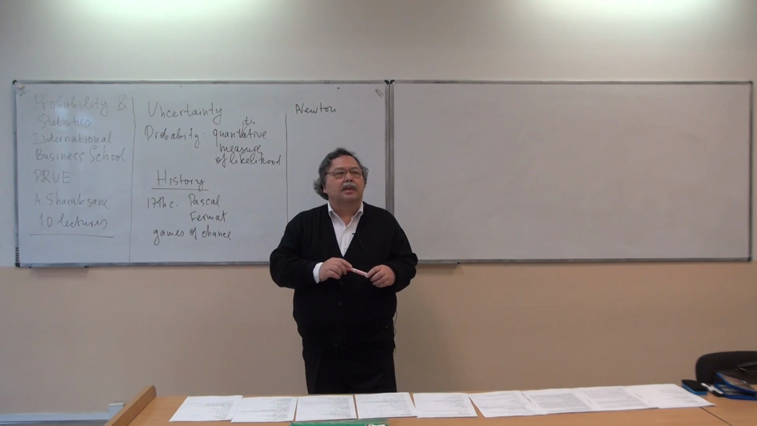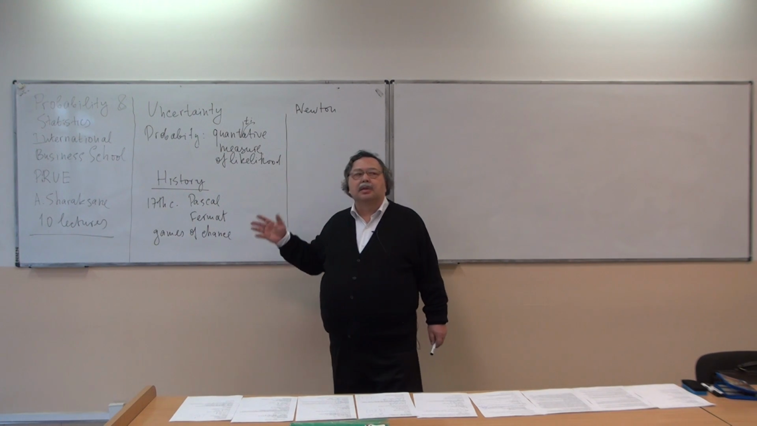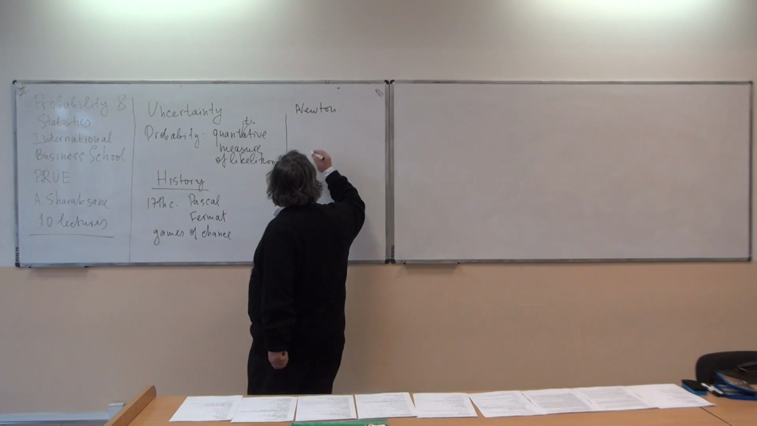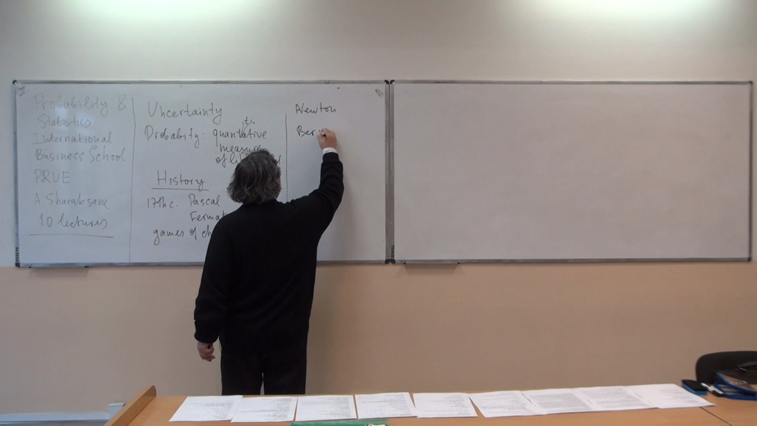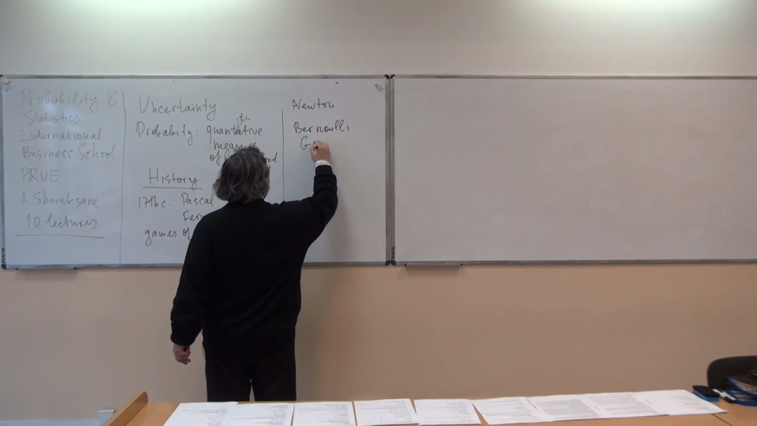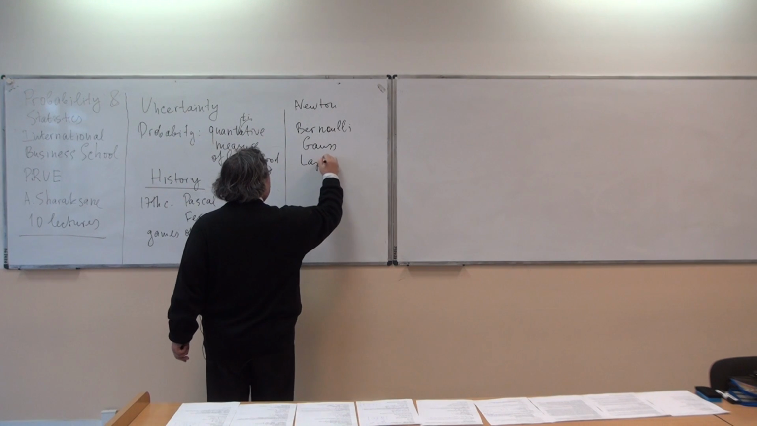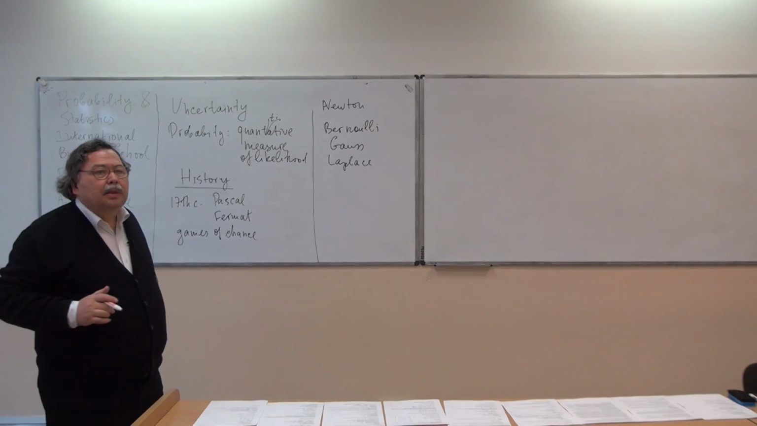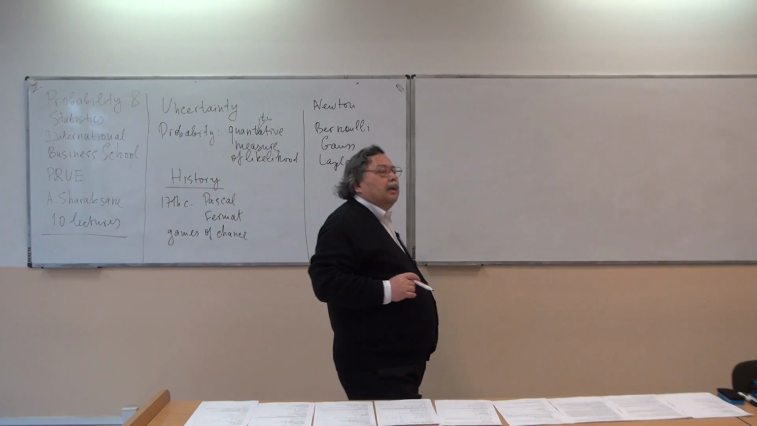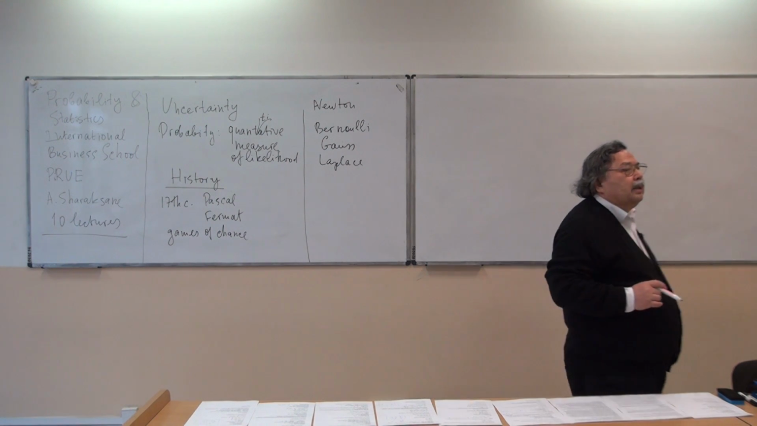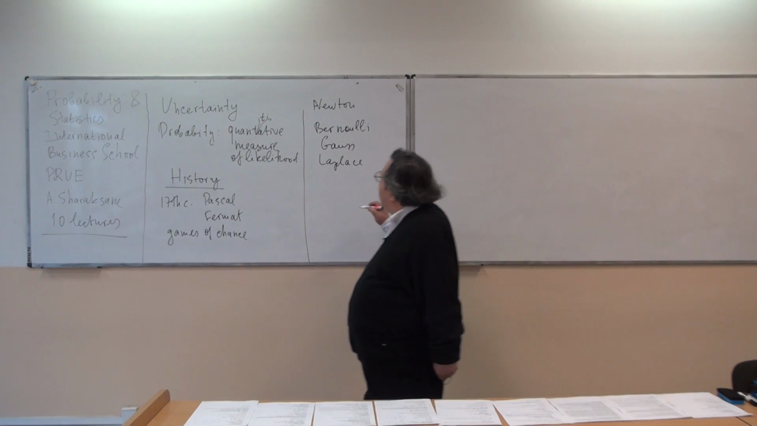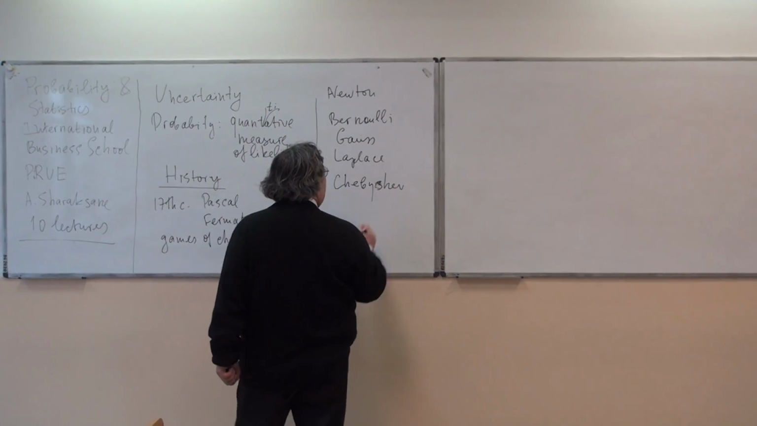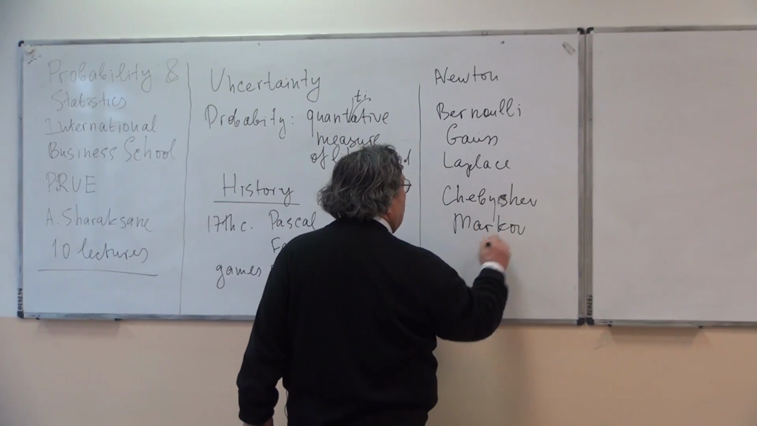Getting back to this history, in the 17th century and in the 18th century, this early work was continued by Bernoulli, Gauss, and Laplace, and a lot of other brilliant mathematicians. In the second half of the 19th century and in the 20th century, a great contribution to probability theory was made by Russian mathematicians, including Chebyshev, Markov, and Kolmogorov.